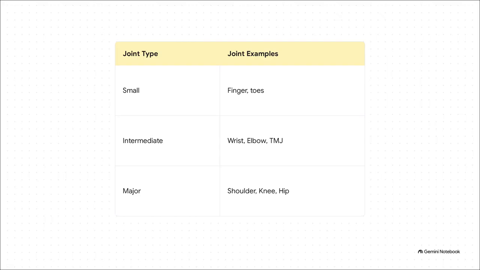Small joints, those are your fingers and toes. Intermediate joints encompass the wrist, the elbow, and the TMJ. And finally, major joints. These are your big weight-bearing or high-mobility centers, like the shoulder, the knee, and the hip. Memorize this classification, folks, because it is your starting point for literally every single injection scenario.